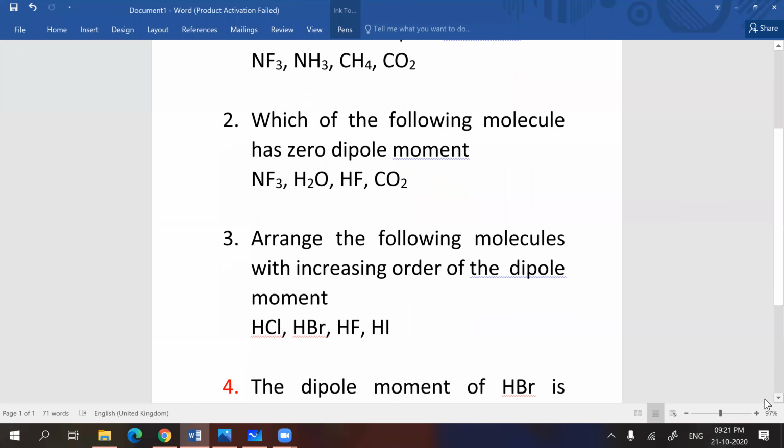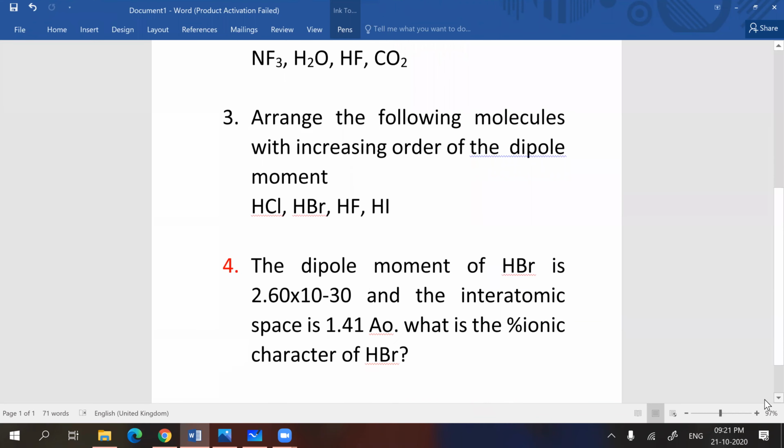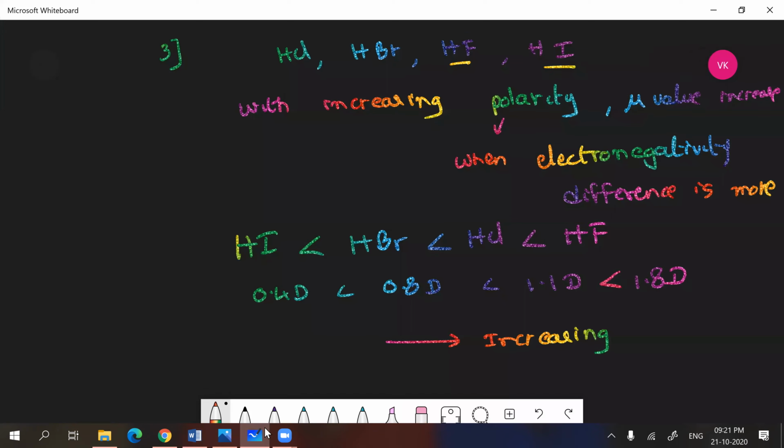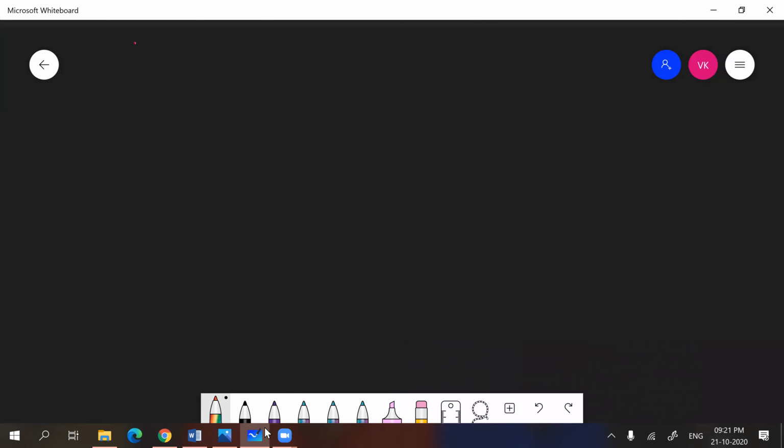That is, the dipole moment of HBr is 2.60 times 10 power minus 30 coulomb meters, and the interatomic distance is 1.41 angstrom. What is the percentage ionic character? Let's solve this problem. They gave HBr, the experimental mu value, 2.60 times 10 power minus 30 coulomb meters.